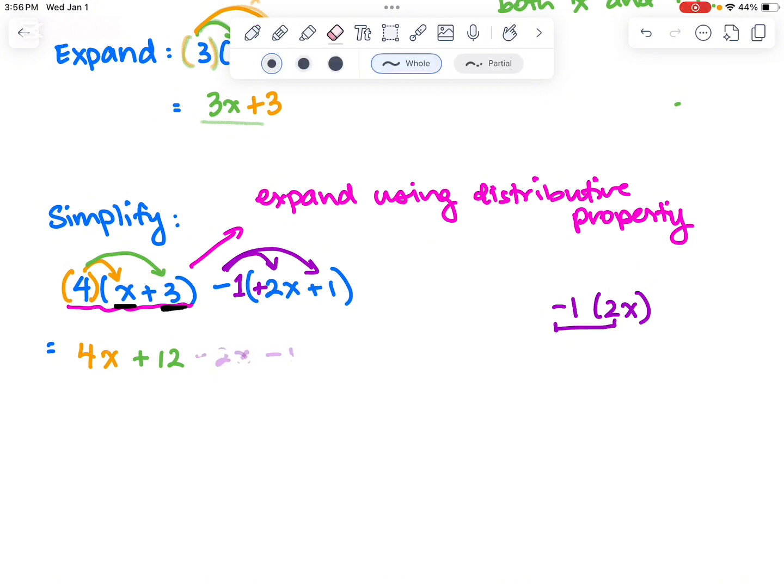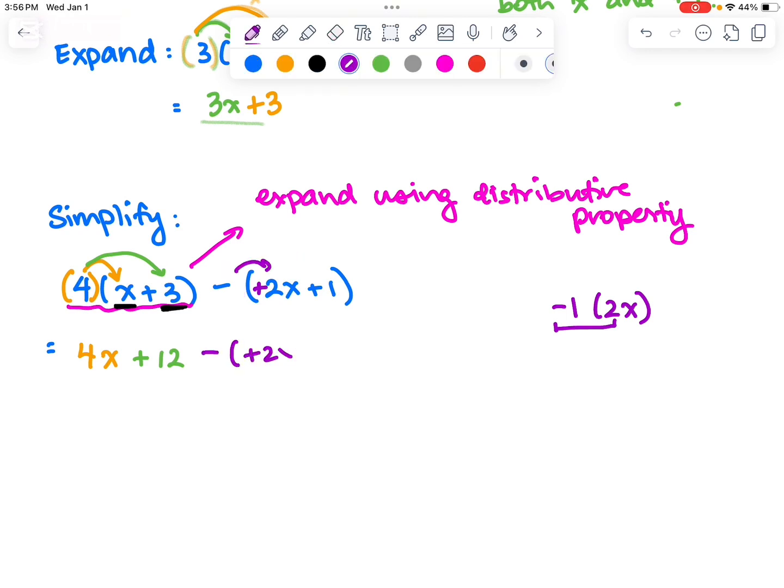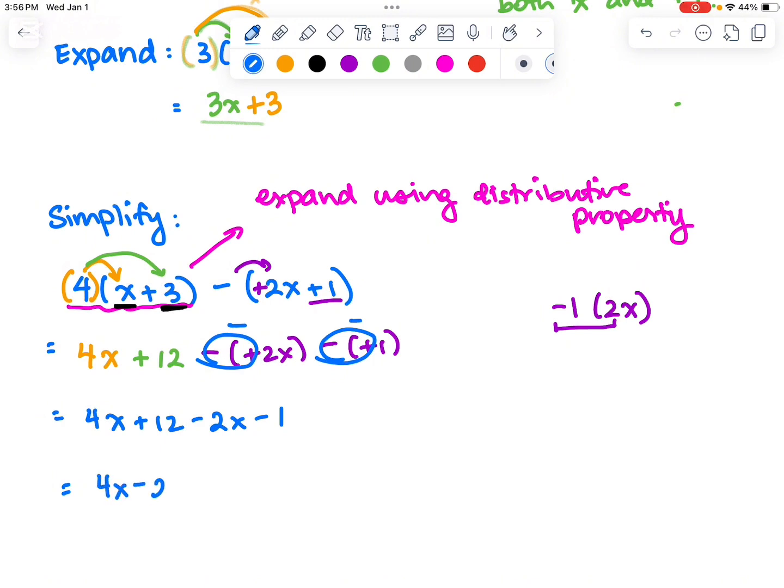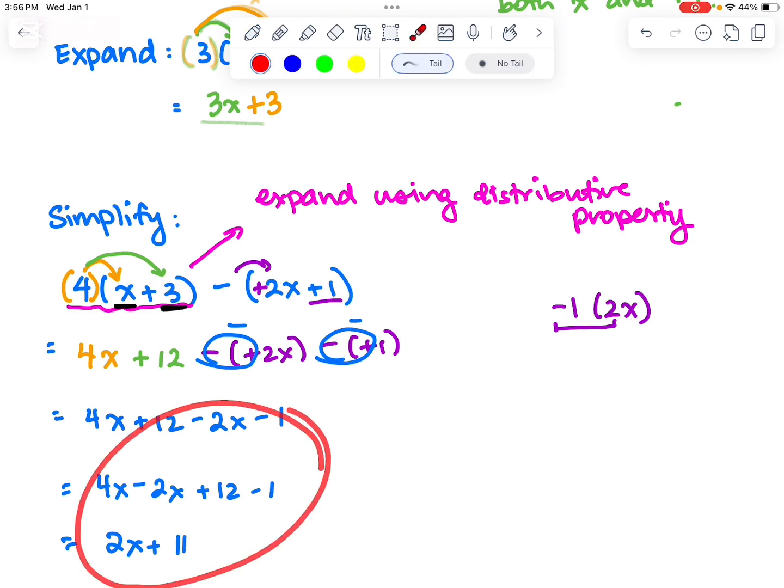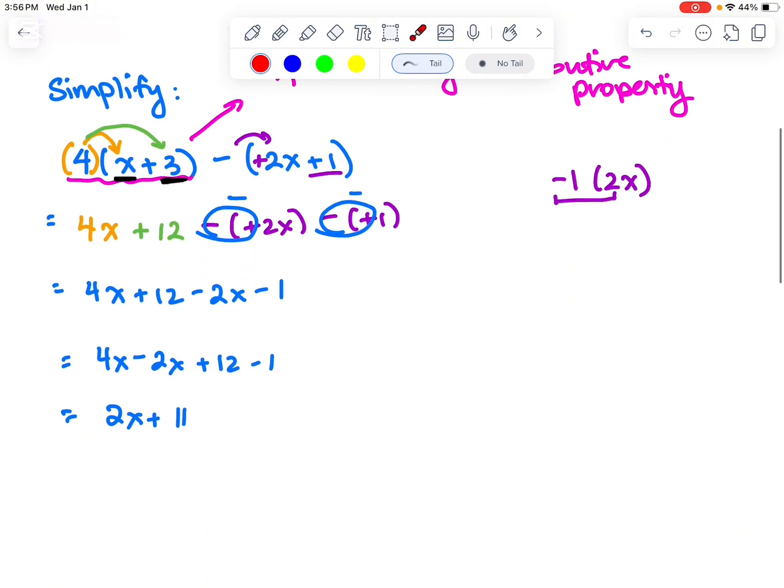Okay, there are different ways to do that. Again, in the last video, I wouldn't have done it this way. We would have just said it's a subtract your positive 2x and a subtract the positive 1, which again ends up being the same thing. So when I tidy all that up, I get 4x plus 12. These two make a single negative. These two make a single negative. And now I group my like terms. And I get 2x plus 11. If you're having any trouble with these foundational skills, I have videos on those posted on my channel as well.